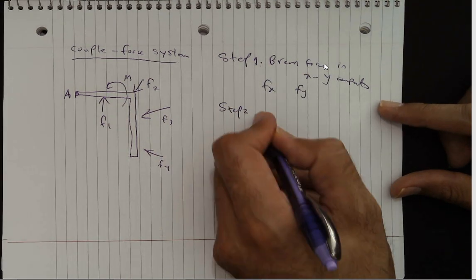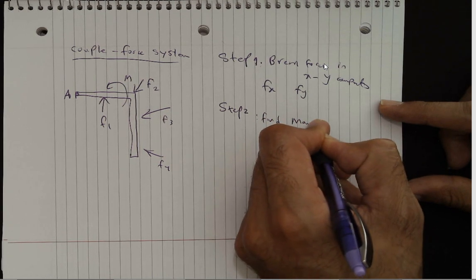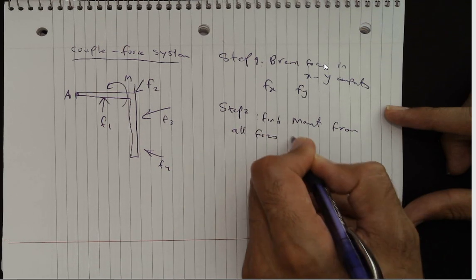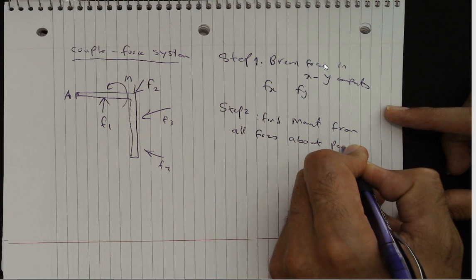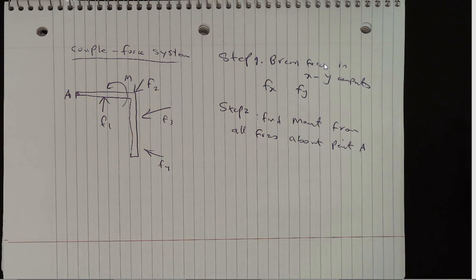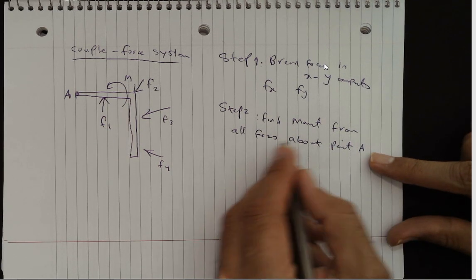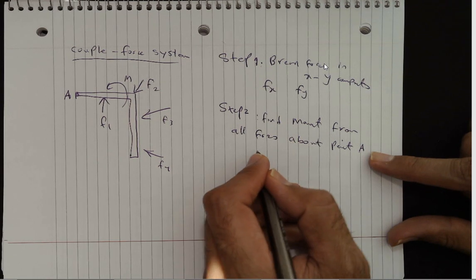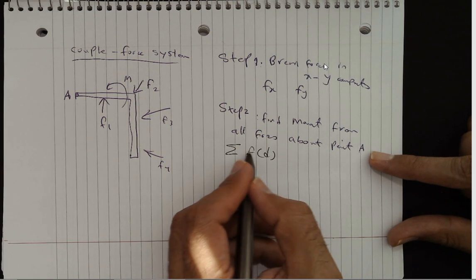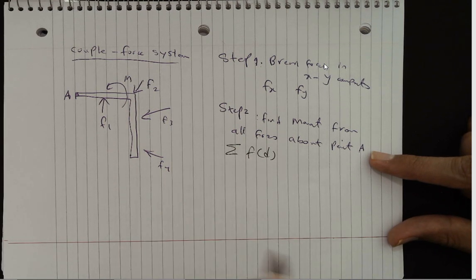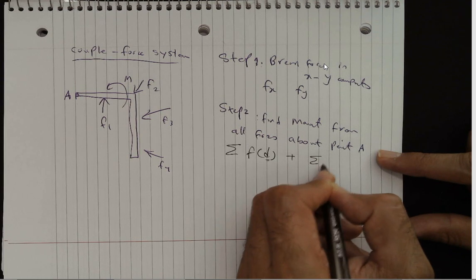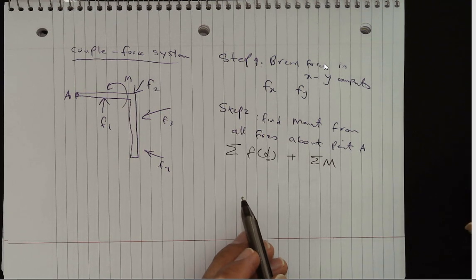Now in step two, I'm going to find the moment from all forces about point A. When you find all the moments from the forces, it will be force times distance for all of them, right? And then you need to consider the sign, whether it is positive or negative, clockwise or counterclockwise. And also the distance has to be the perpendicular distance. Plus the external moment. Sometimes you have an external moment applied to the system.